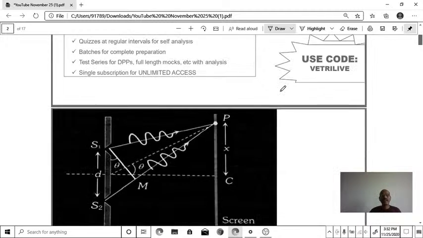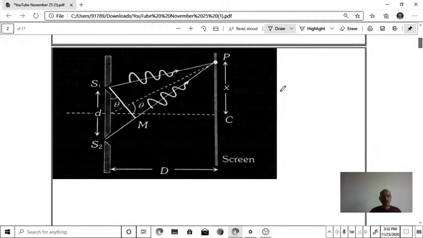Yes, today let us move to wave optics. I am going to discuss the main concept of Young's double slit experiment. In this concept, maximum objective-type questions come in all the competitive examinations.